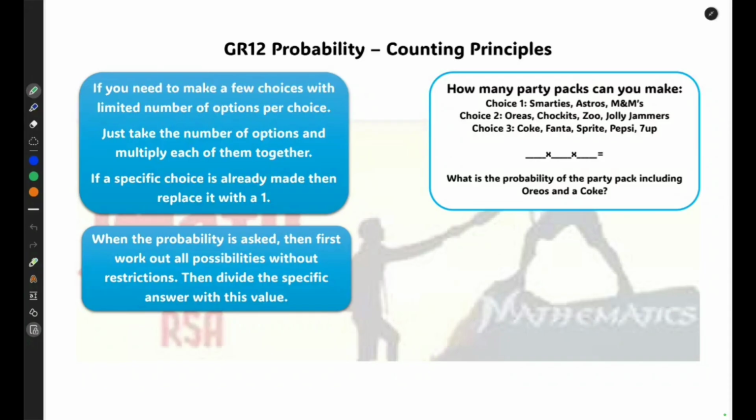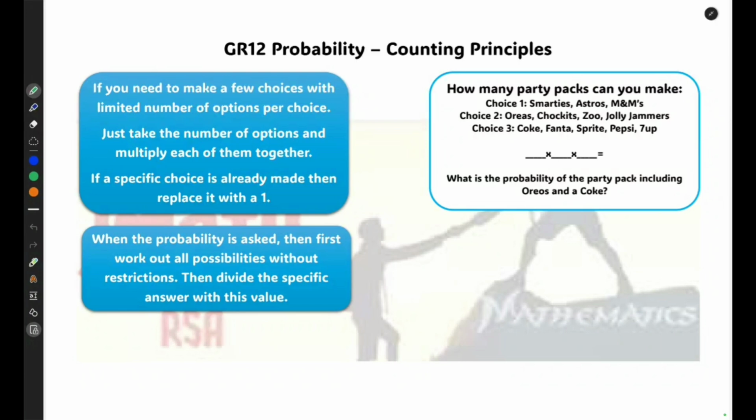So grade 12 probability is all about the counting principle. Now, what on earth does that mean? That is a concept that you use if you need to make a certain amount of choices and you have a limited amount of options for each choice. Then you use the counting principle. So let's look at this example first, and then I'll come back to the steps.